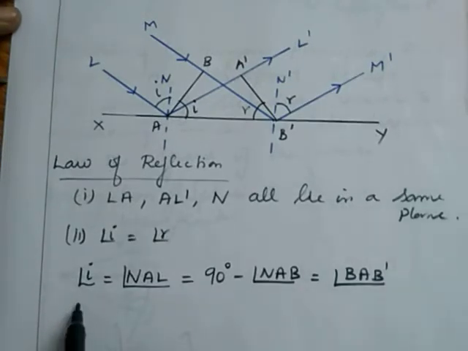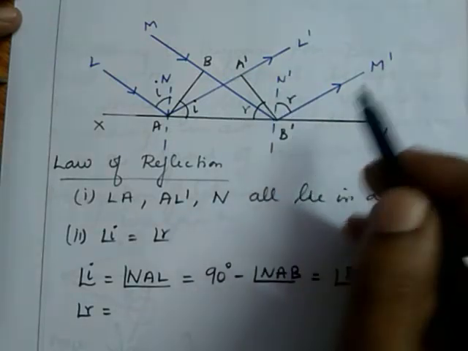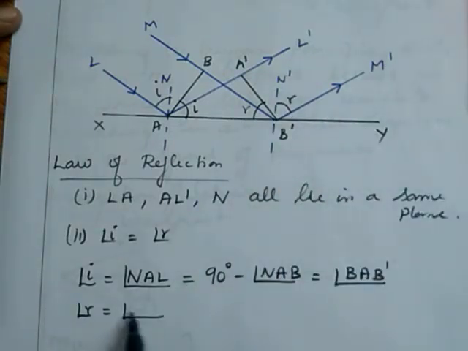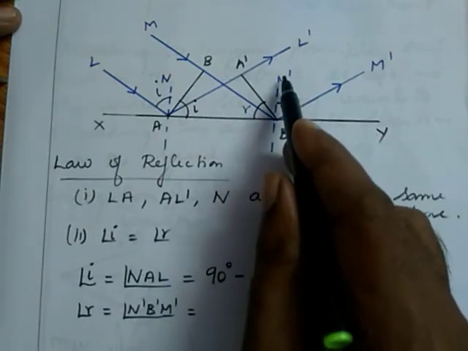Then the angle of reflection, that is r. Angle r is equal to angle N dash B dash M dash. That can be written as 90 minus N dash B dash A dash.